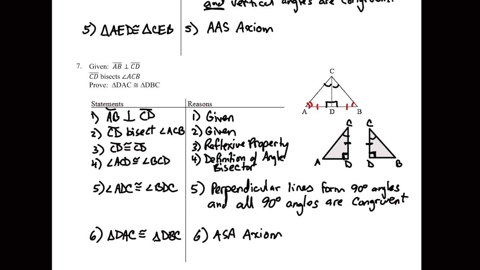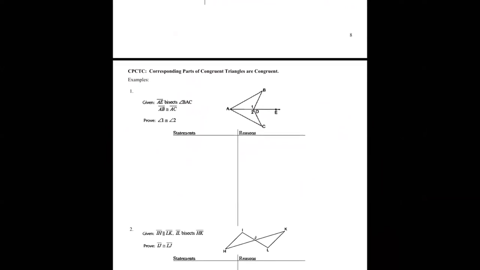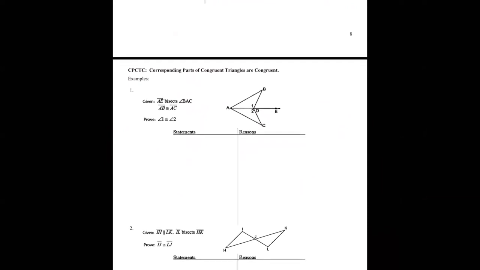That principle is known as, we abbreviated it, CPCTC: corresponding parts of congruent triangles are congruent. It's basically just a relatively simple way of saying that if you know the two triangles are congruent, then every aspect of each triangle is congruent to every aspect of the other triangle.